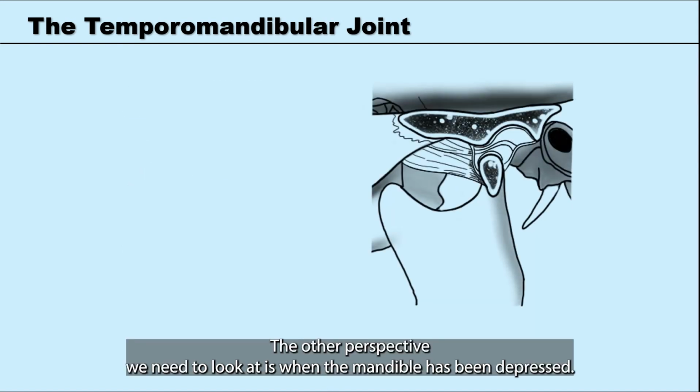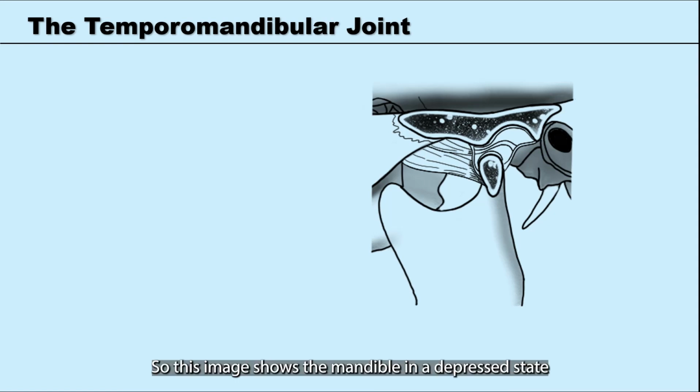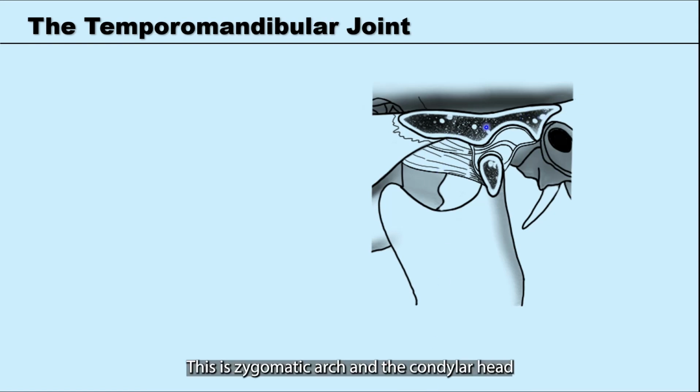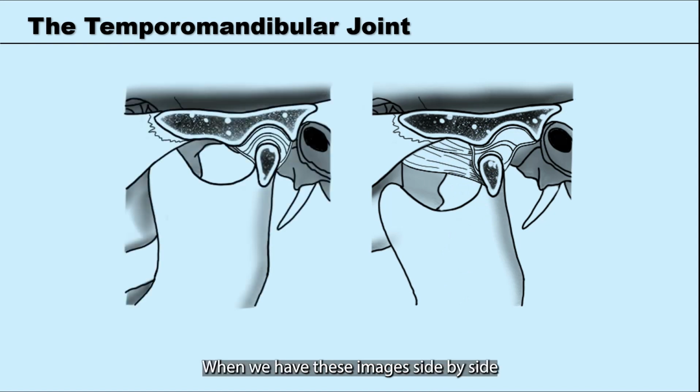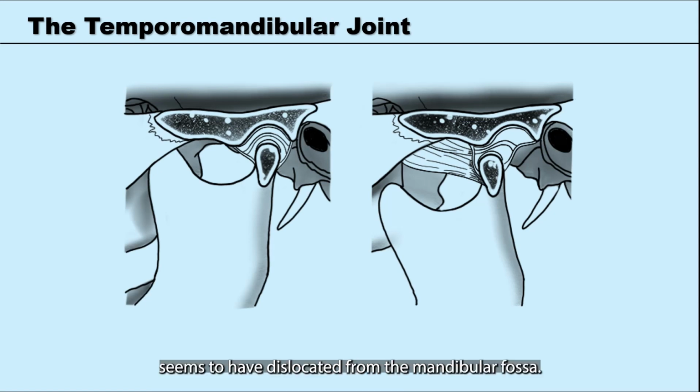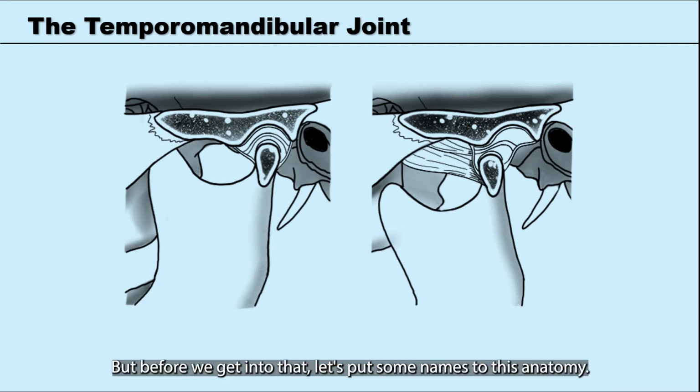The other perspective we need to look at is when the mandible has been depressed. So this image shows the mandible in a depressed state. Here is the zygomatic arch and the condylar head, and here is the joint capsule with the lateral pterygoids in place. When we have these images side by side, we can see that the joint capsule has changed shape, and the condylar process seems to have dislocated from the mandibular fossa. Well, that's because it has, sort of. But before we get into that, let's put some names to this anatomy.